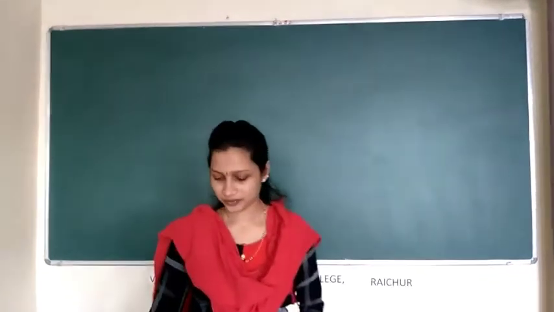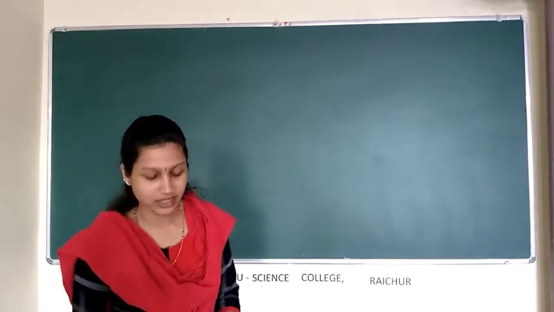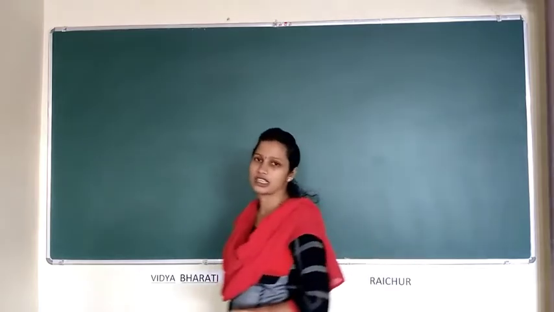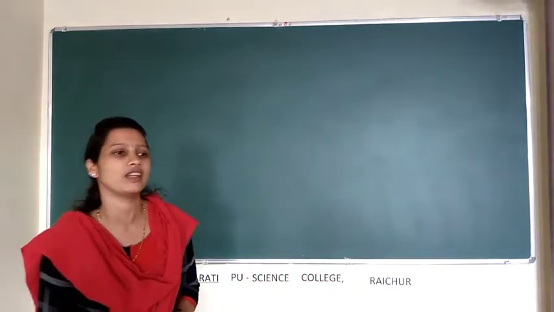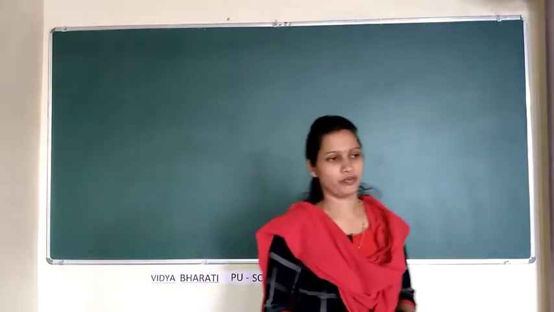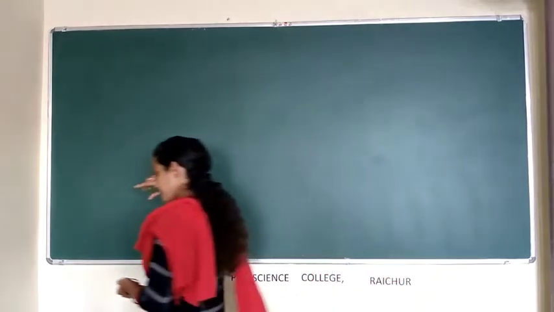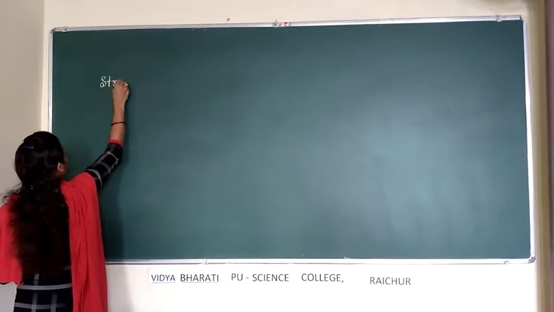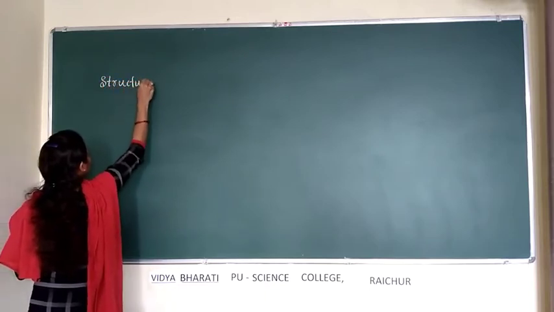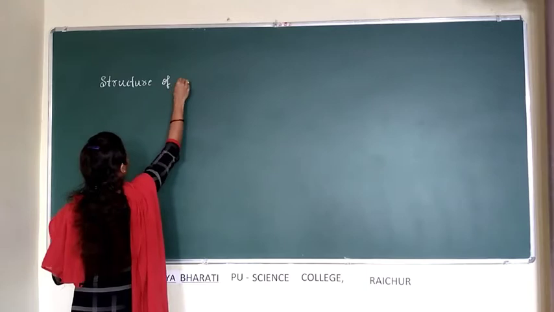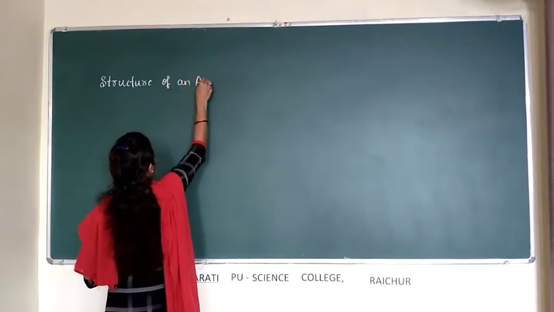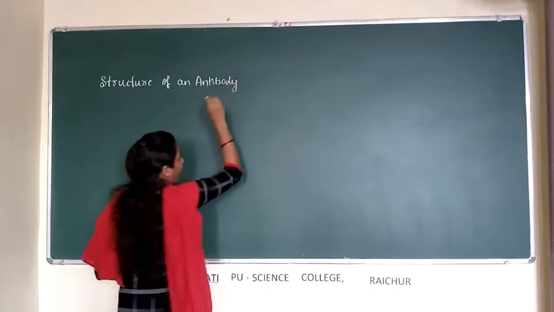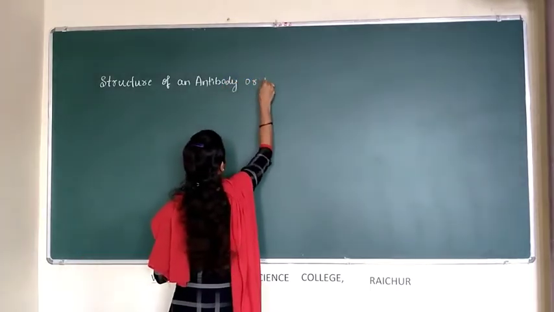Hello students, in the last video we have discussed about B lymphocyte and T lymphocyte and also about humoral immunity and cell mediated immunity. In this class, let us discuss the next concept, that is the structure of an antibody or immunoglobulin.